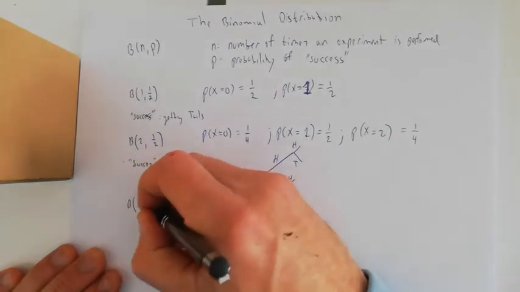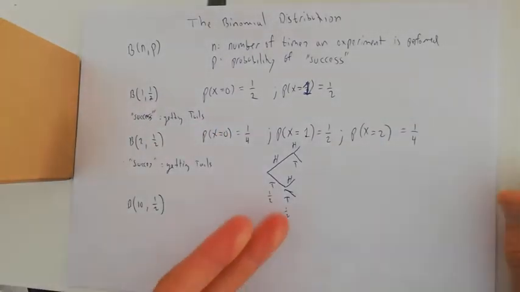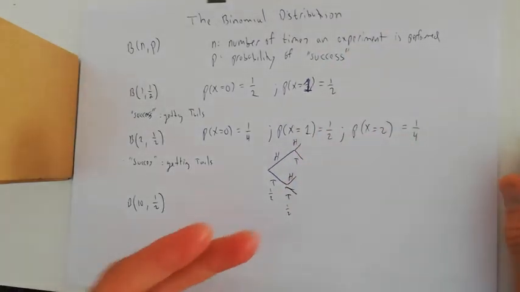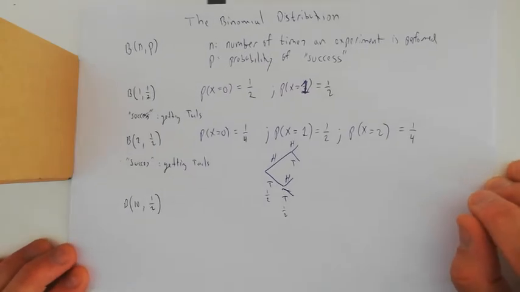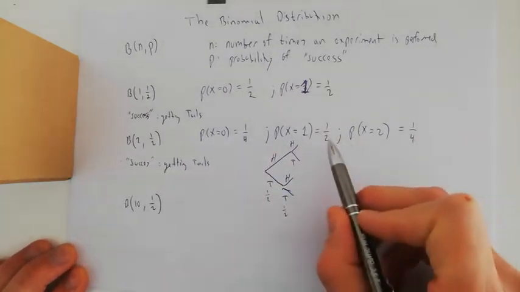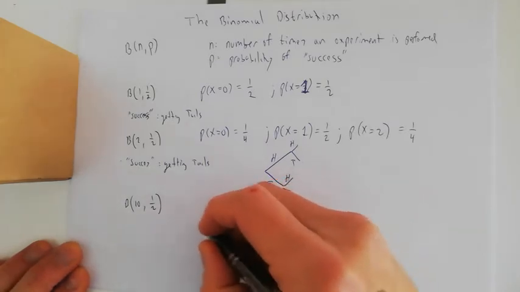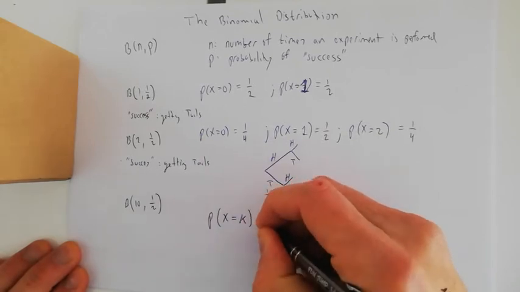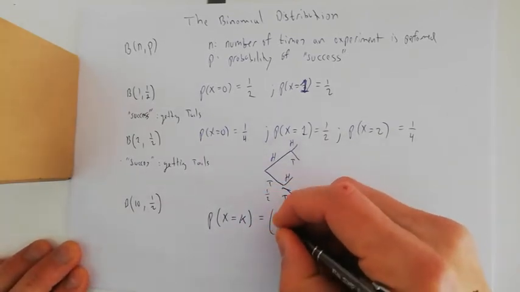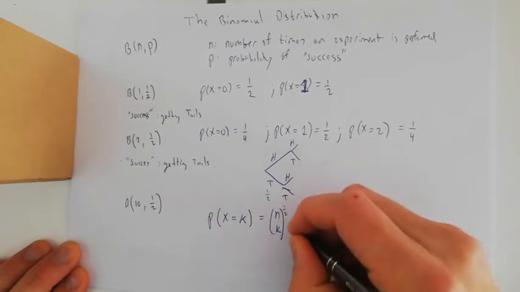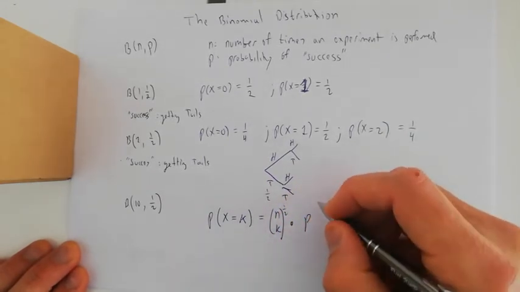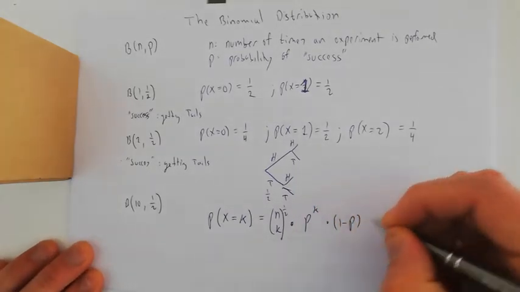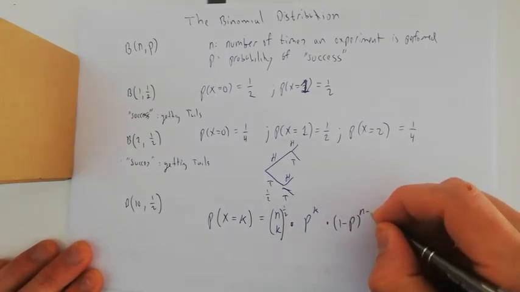If the experiment, for example, was performed 3 times, the tree diagram becomes much bigger. But if the experiment is performed 10 times, we cannot build a tree diagram with 10 branches. That is very uncomfortable, and that's why we need the binomial distribution. Therefore, these numbers can be obtained in the following way: the probability that x has a certain value k is (n choose k) times p to the power of k times 1 minus p, or q, to the power of n minus k.